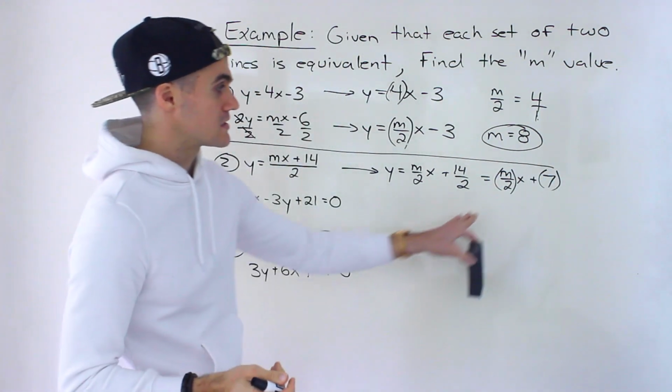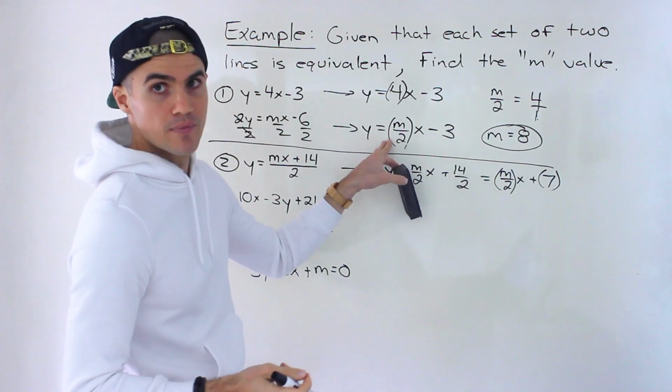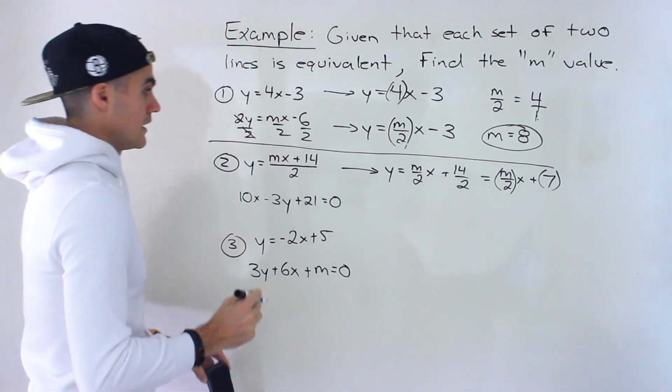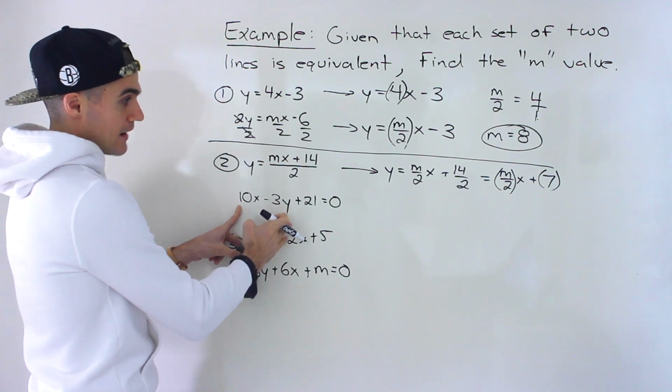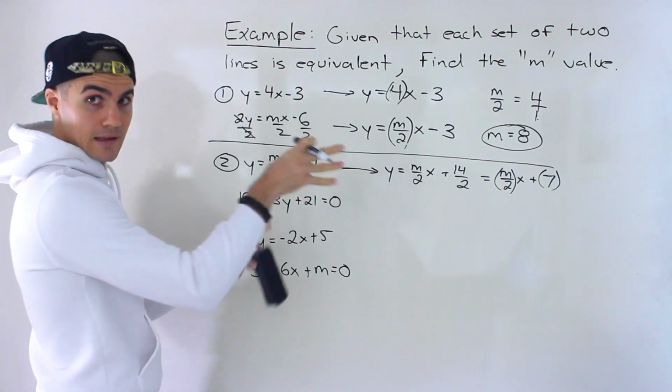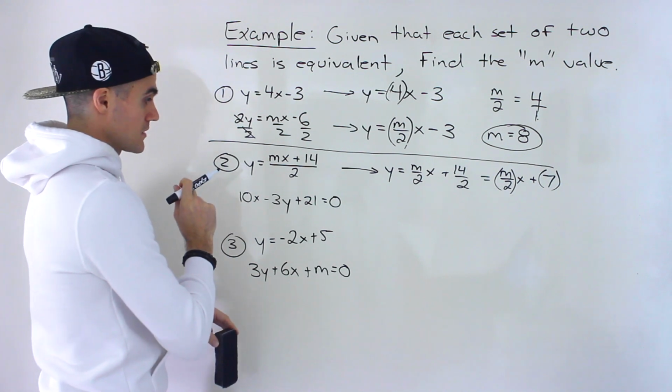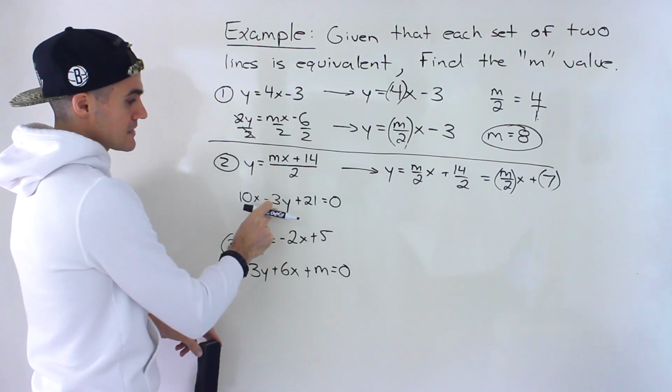Right? So the slope in this case is m over 2. It's actually the same as it was over there. Now, this line is in standard form, so we have to put it in that same y equals mx plus b form. How do we do that? Well, we isolate for the y.